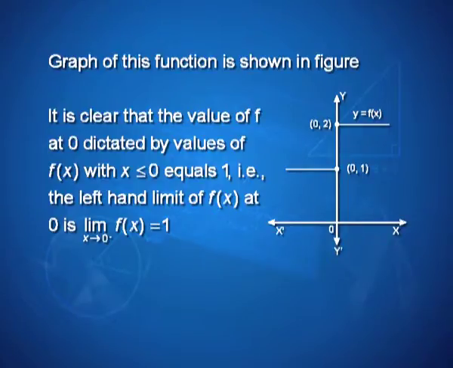Here this is your x axis, x dash o x, and this is the y axis, y o y dash. You can see the points (0, 1) and (0, 2) and it represents y is equal to f of x. It is clear that the value of f at 0 dictated by the values of f of x with x less than or equal to 0 equals 1, that is the left hand limit of f of x at 0 is limit of f of x, x tends to 0 minus, is equal to 1.